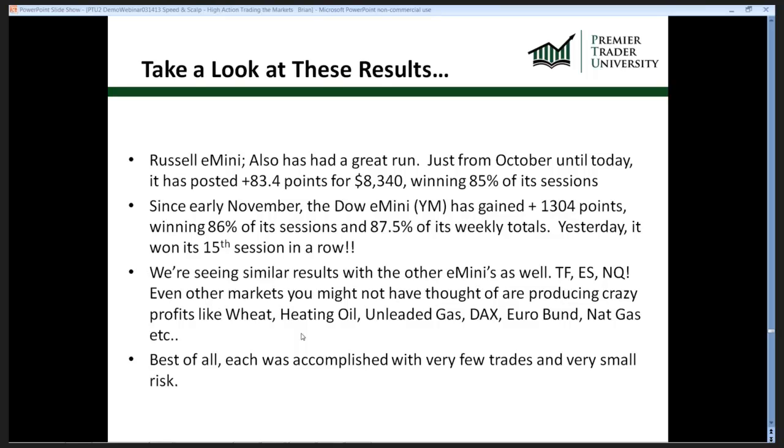But what I've really been interested in is the Dow E-mini. I showed you an example already on today's trade, but it has just been kicking butt, and I guess since this slide was created, it was up 1,304 points, 86% winning sessions, and 87.5% winning its weekly totals, and then it had 15 winning sessions in a row, basically. So that's a pretty current result up until, I think, this week or something like that.